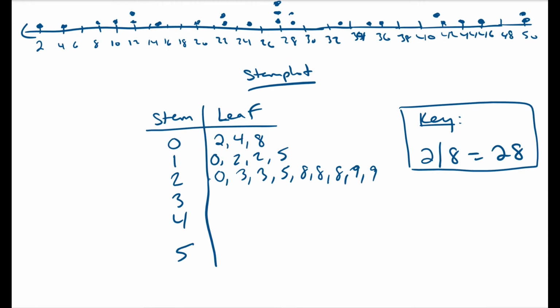For the 30s, we have 33, 35, 36, and that's it. For the 40s, we have two 42s, a 44, and a 46. Okay, and then for the 50s, we have two 50s.